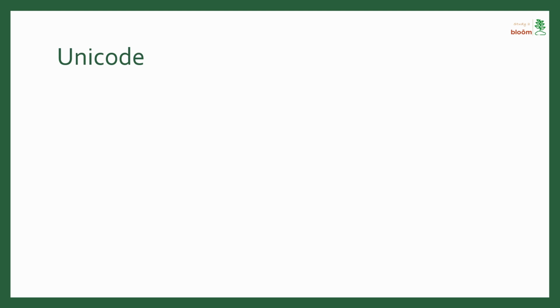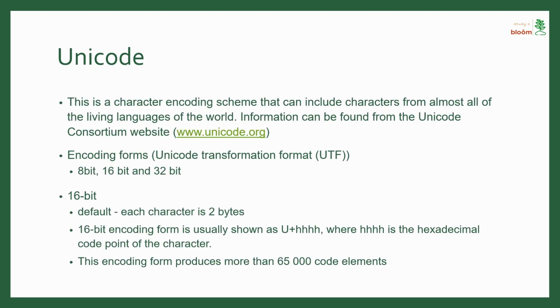Now we'll learn about the Unicode encoding system. As we learned, ASCII only represents 128 characters. Therefore, it cannot be used to encode many types of characters found around the world. Therefore, ASCII encoding is technically almost obsolete and has been replaced by Unicode. This character encoding scheme can include characters from almost all of the living languages of the world. Further information can be found on the Unicode Consortium website.